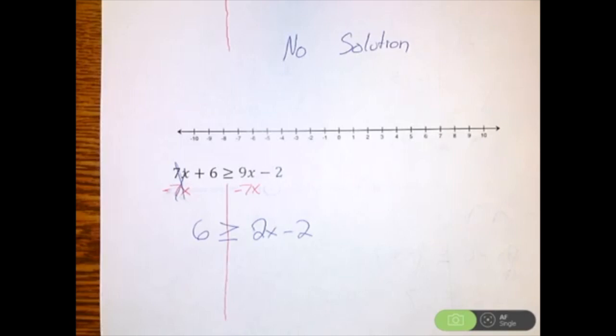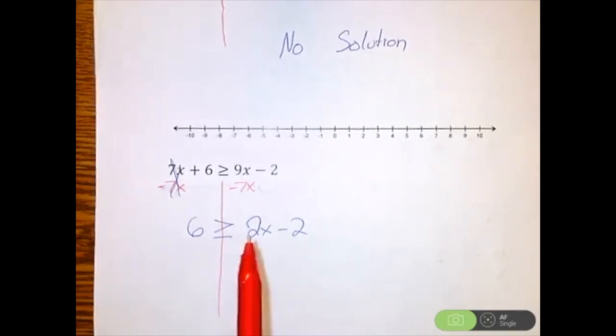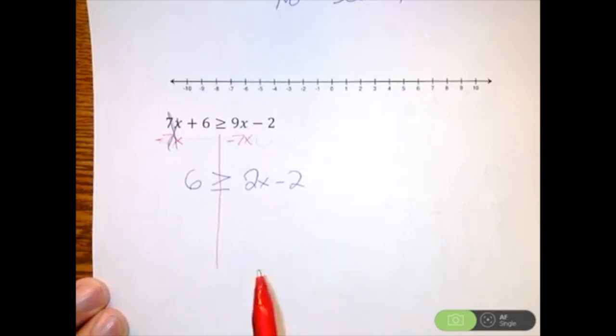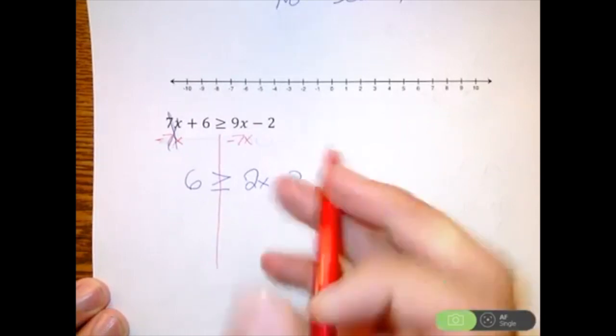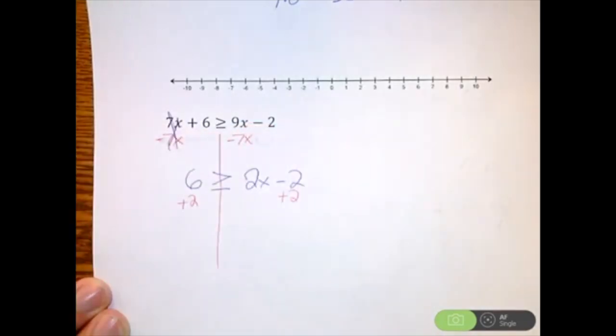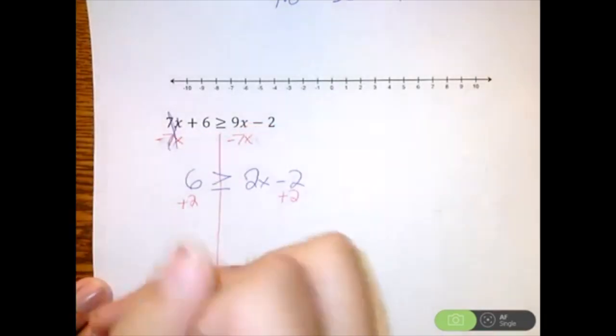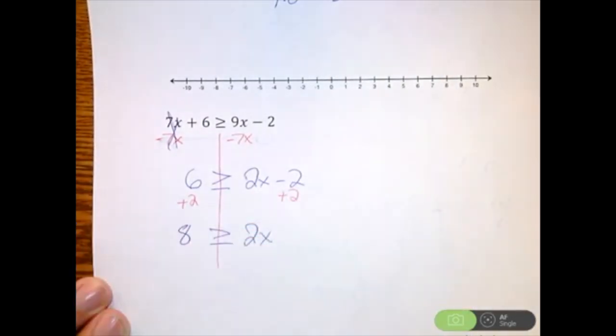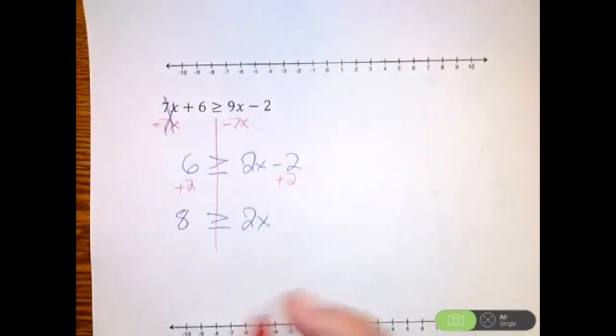Now I can go about my business, since I have my x's all on the right side, trying to get x by itself. So order of operations backwards. Get rid of the addition and subtraction, which means I need to plus 2, plus 2. 6 plus 2 is 8. Since we're adding, no change to the inequality. 2x on the right. Keep going from there.